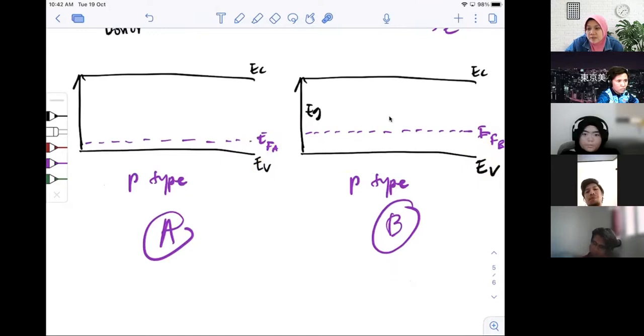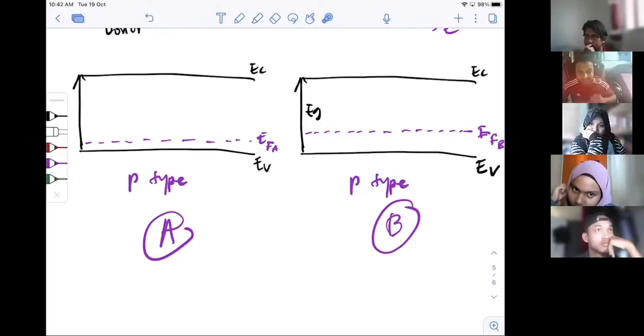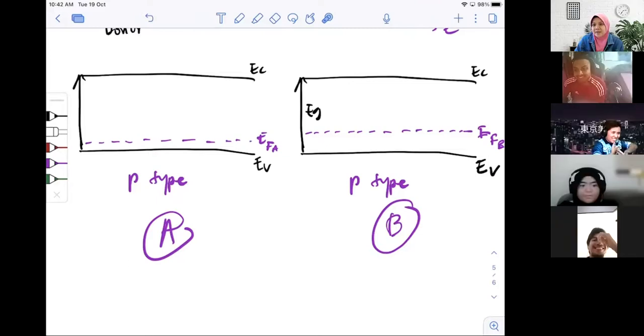Hana? Soalan Hana? Dengar tak ni? Madam, when we put a donor atom, do we always put it relative to the valence band? Good question. Fadli, answer. Can you repeat, Hana? Repeat. When we have a donor atom, is it always relative to the valence band? Fadli jawab.